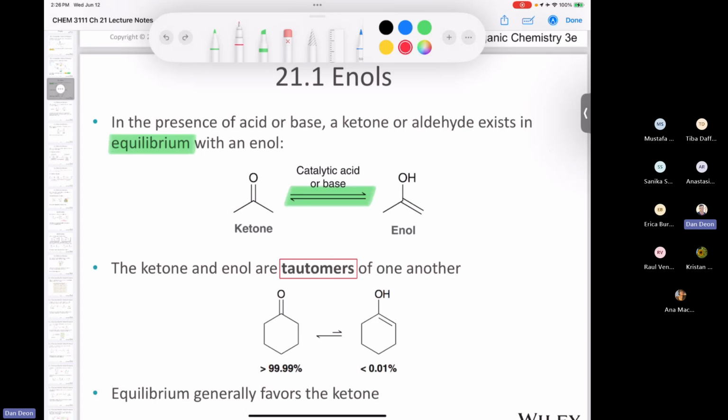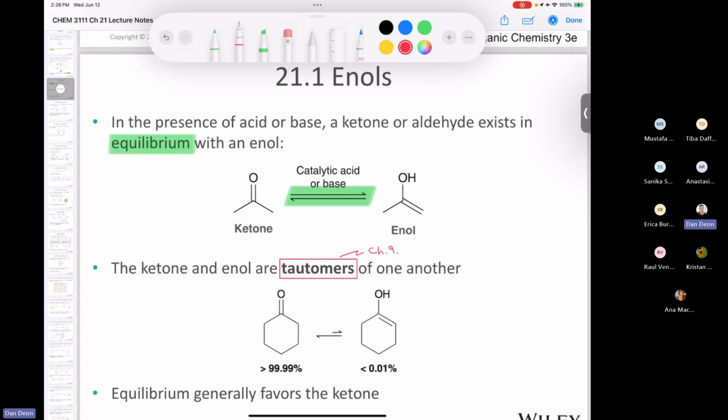They're isomers that differ in the placement of two things, a double bond and a proton. One of the protons from here is now over here. So again, I'll repeat that: tautomers are isomers that differ in the placement of a double bond and a proton. And this is something that we covered way back in Organic Chemistry 1. We looked at enols and tautomers for the first time in Chapter 9, when we talked about alkyne chemistry.